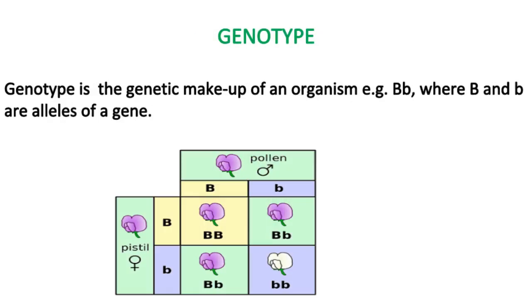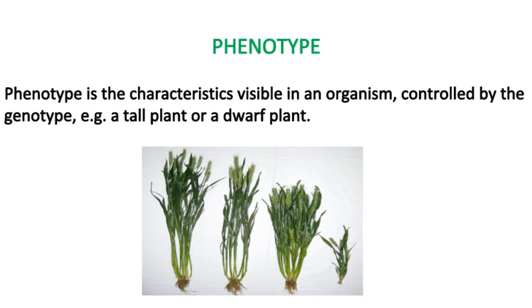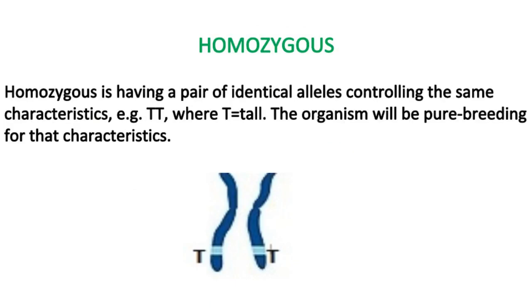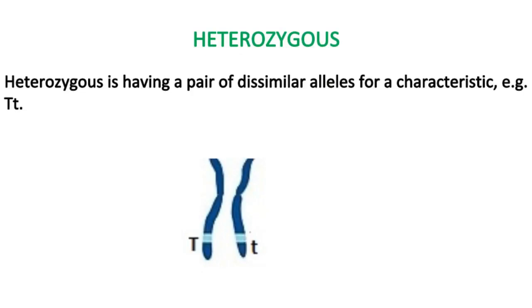Genotype is the genetic makeup of an organism. Phenotype is the characteristics visible in an organism, controlled by the genotype. For example, a tall plant or a dwarf plant. Homozygous is having a pair of identical alleles controlling the same characteristic. Heterozygous is having a pair of dissimilar alleles for a characteristic.